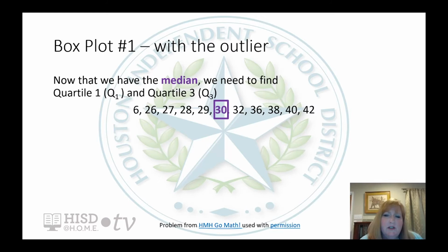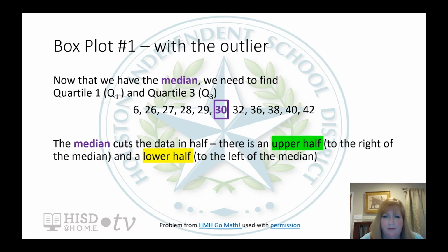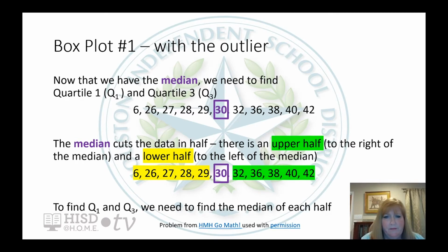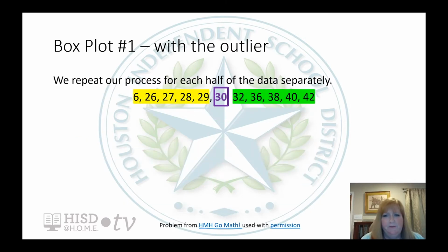Once we have the median is 30, we need to find quartile 1, or Q1, and we need to find quartile 3, Q3. Since the median cuts the data in half, we see that there's an upper half of the data and a lower half of the data. Notice that the upper half is to the right of the median, and the lower half is to the left of the median. When we find quartile 1 and quartile 3, we find the median of each half. So we repeat our process for each half of the data separately.